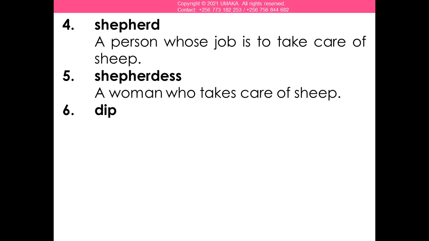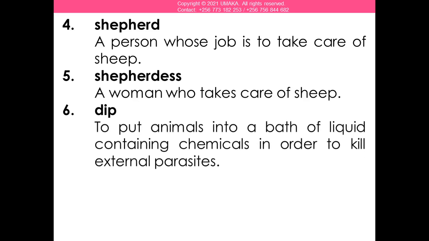Let's look at ways we can care for these animals. How can we care for these domestic animals? One, we dip them. We have to dip. And what is to dip? I know you learned this in science in primary 5. To dip is to put animals into a bath of liquid containing chemicals in order to kill external parasites like ticks.